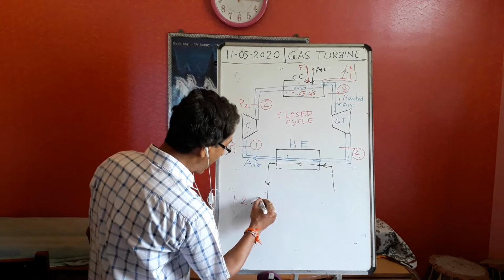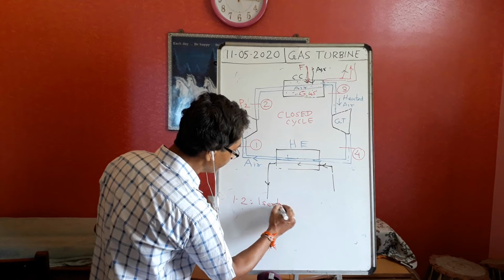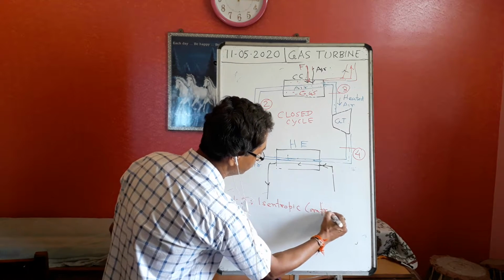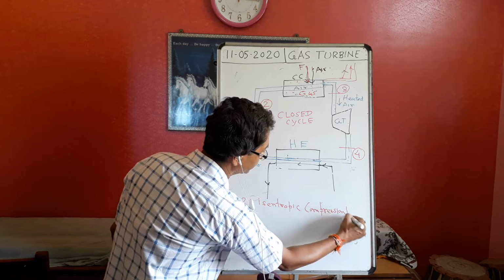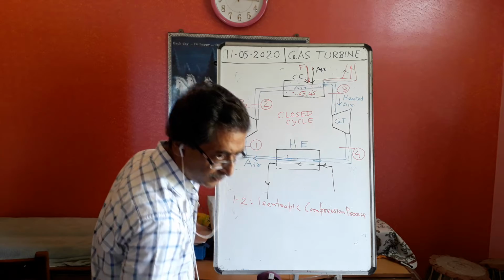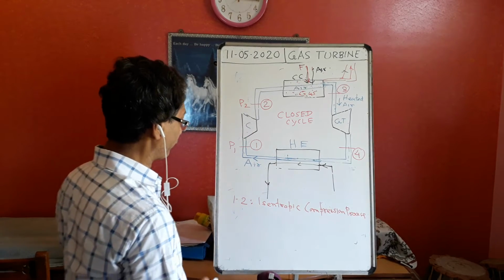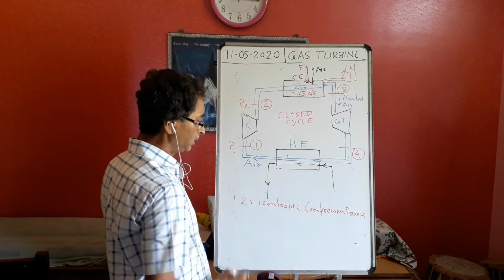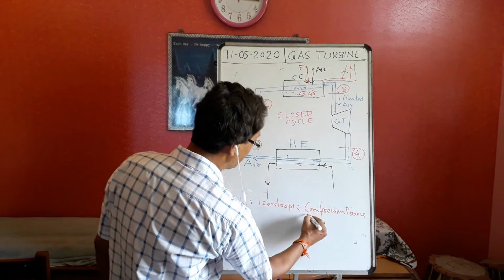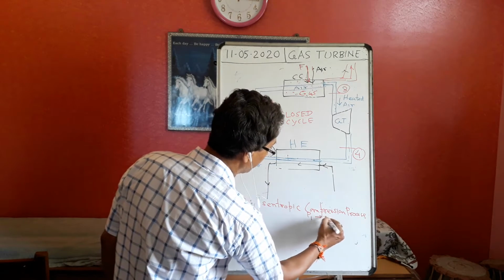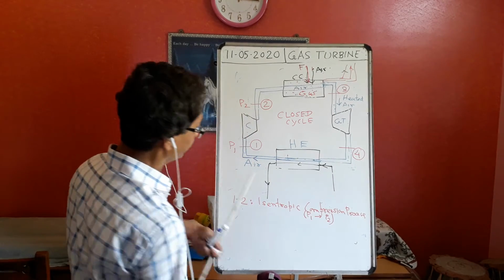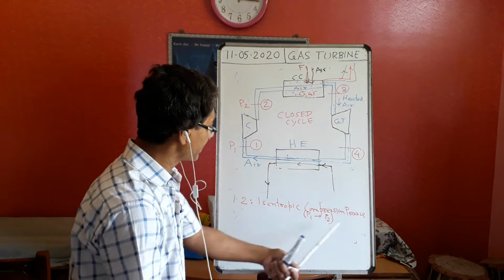This process is called isentropic compression process. Now in this process, what is happening? Pressure is rising from P1 to P2 of the air, the working medium. So here the working medium is the air, and its pressure rises.